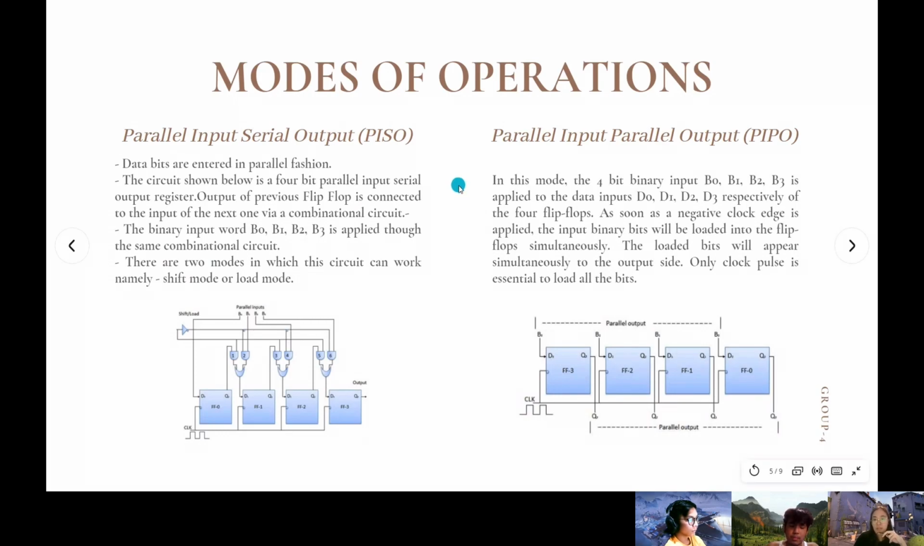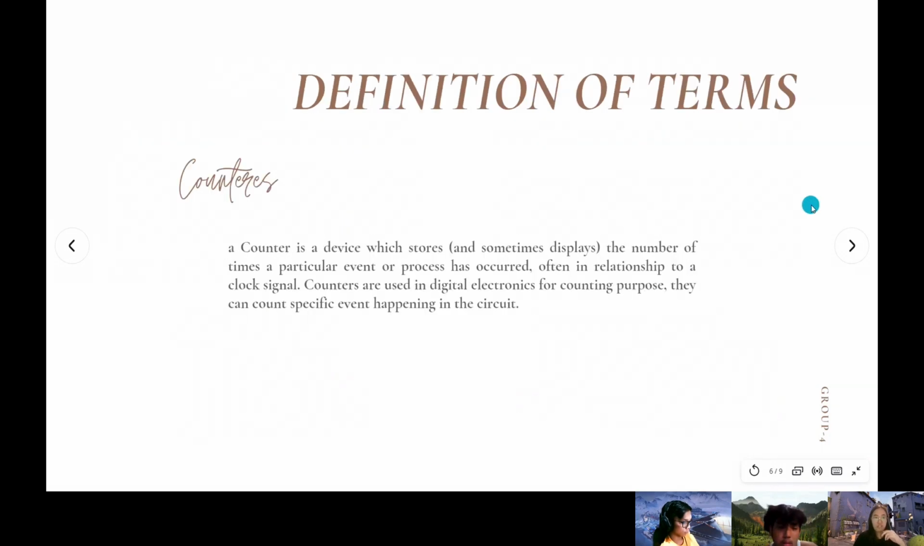And then the last one is the parallel input and parallel output, which is the PIPO. In this mode, the 4-bit binary input B0, B1, B2, and B3 is applied to the data inputs of D0, D1, D2, and D3 respectively of the 4 flip-flops. As soon as the negative clock edge is applied, the input binary bits will be loaded into the flip-flops simultaneously. The loaded bits will appear simultaneously on the output side. Only one clock pulse is essential to load all the bits. And here it is, as shown in the figure.